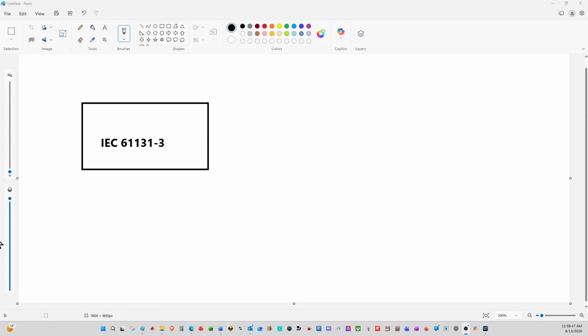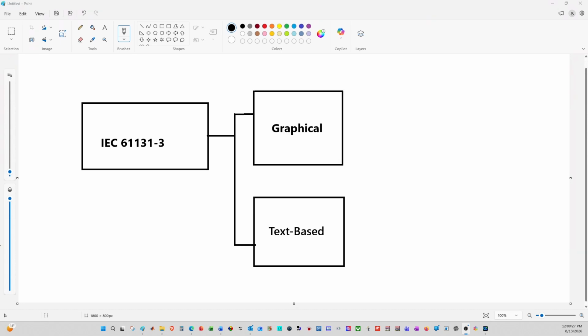PLCs became very popular a couple of decades ago, and so it was that there were many different manufacturers who entered the market, and at the same time there were many different languages that were created. If one has a look at the PLC languages, you're going to find that they can be divided into graphical as well as text-based languages. And that is exactly what you can see on the screen.